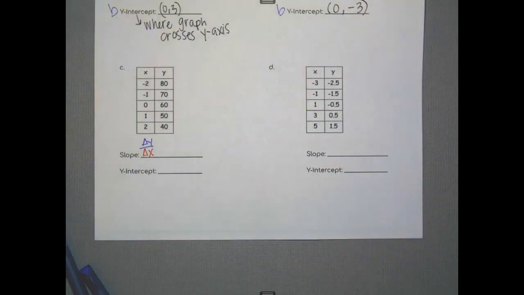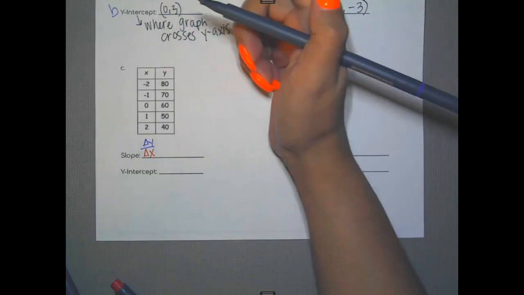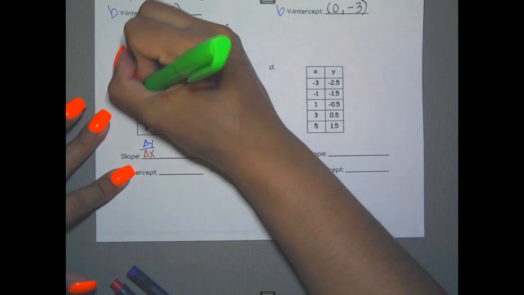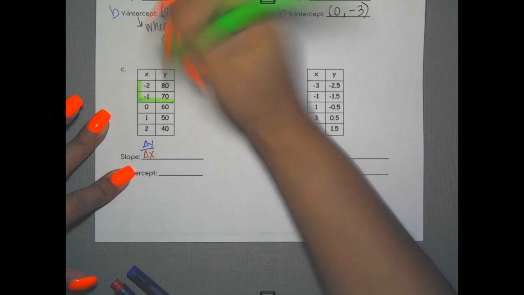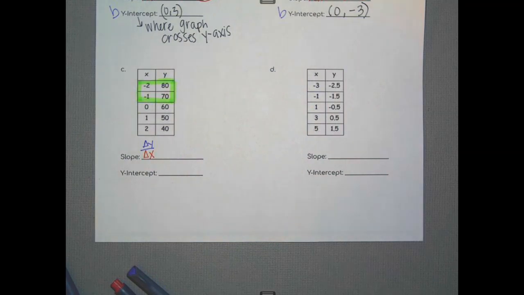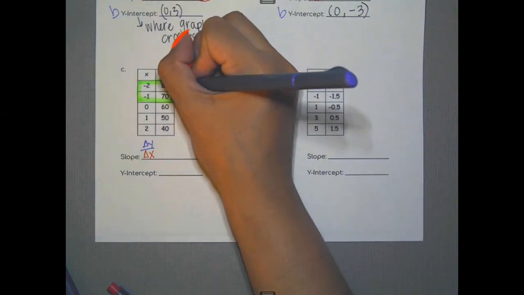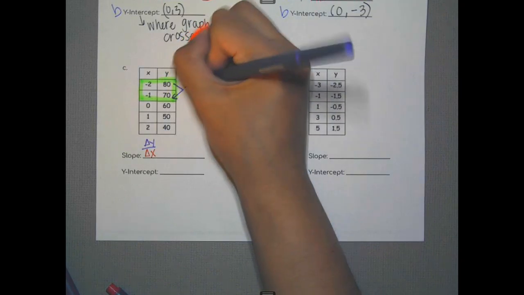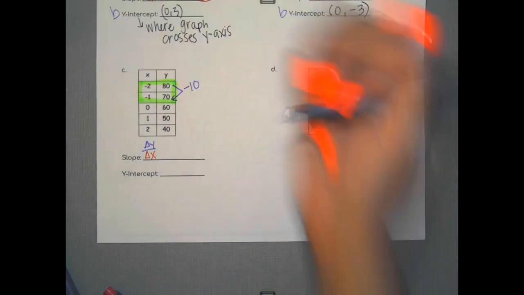And what that means is we need to look at our y column or row of the table and see how it changes. So I can pick any two coordinates. I'm going to go ahead and just pick the top two. Again, I could pick the bottom two, I could pick the middle two, doesn't matter. So when I see how I changed from 80 to 70, I know that I subtracted 10 because 80 minus 10 does equal 70.